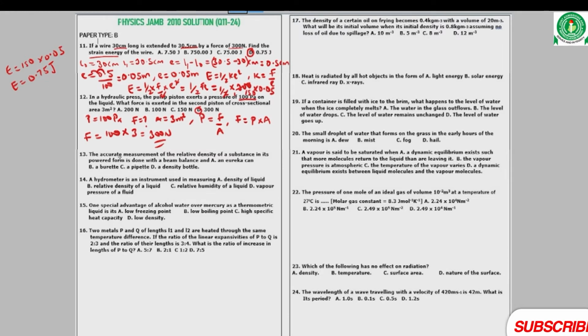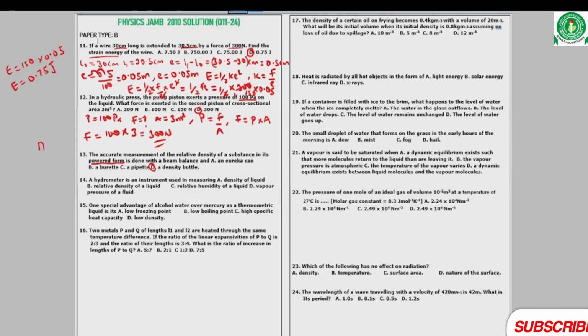Now the accurate measurement of relative density of a substance in its powdery form is done with a beam balance and a density bottle. We use a density bottle to measure the relative density of a substance. A density bottle looks like this. It has a cork on it.